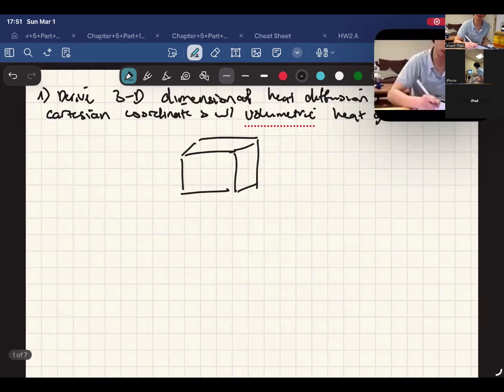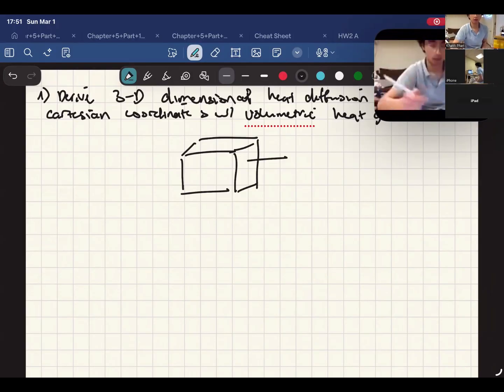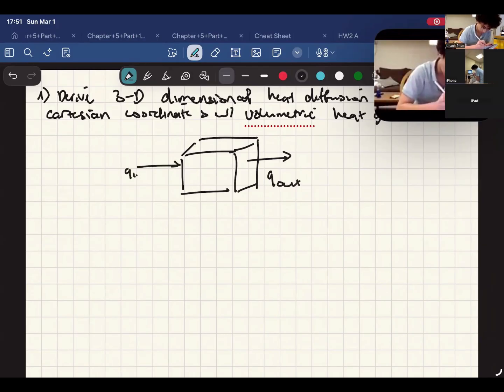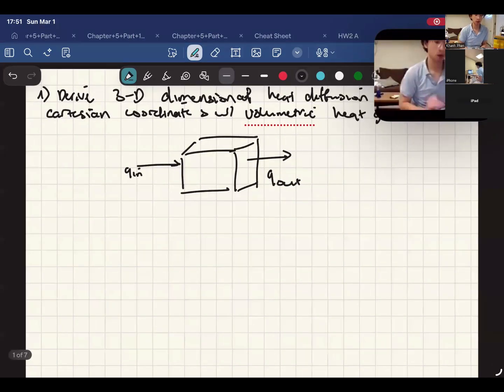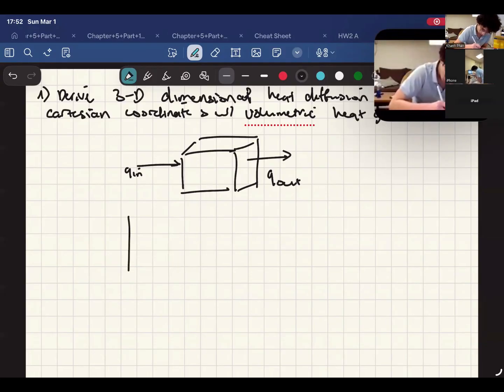And in this cube, we're going to have heat flowing in and heat flowing out. So Q out and then Q in. But in this question, when we're talking about heat storage, we take into account all three coordinates X, Y, Z. So I'm just going to draw it out so it's easier for you to imagine.